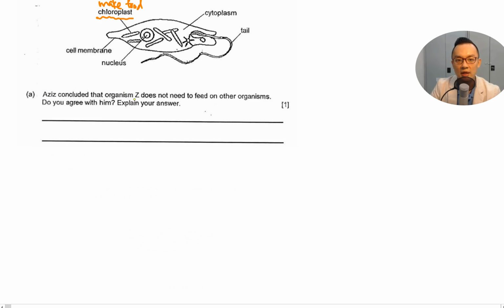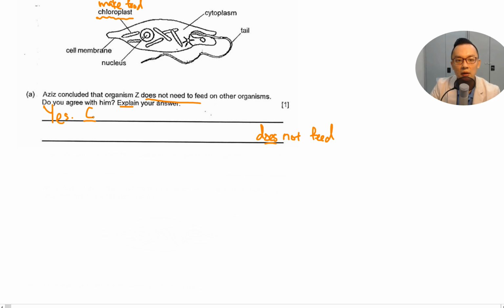Aziz concluded that organism Z does not need to feed on other organisms. Do you agree? Yes, I agree. Why do you agree with him? Remember, if you want to explain your answer, there's always a beginning and an end. So the end is to explain why it does not feed. So why does it not feed?